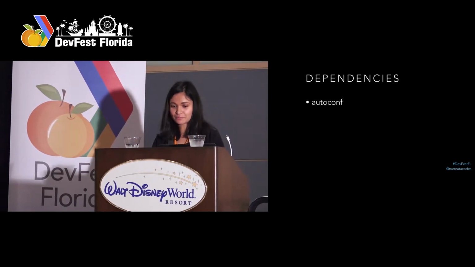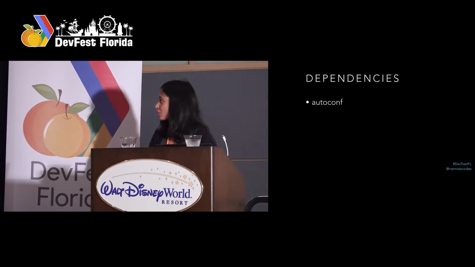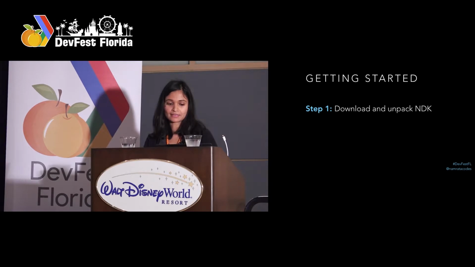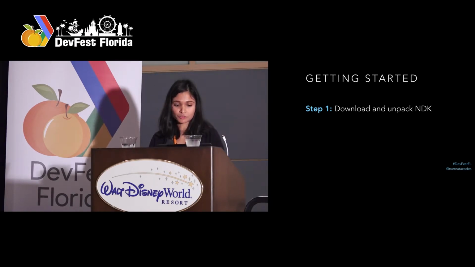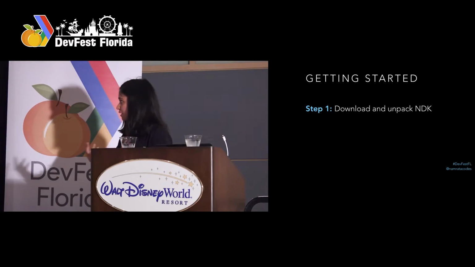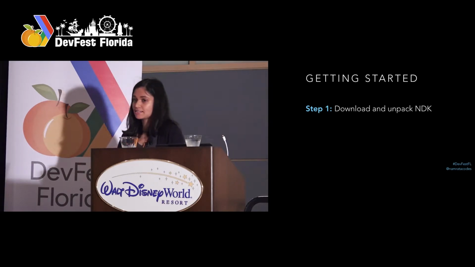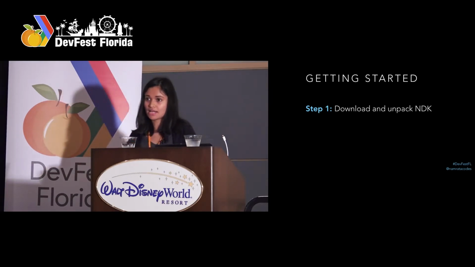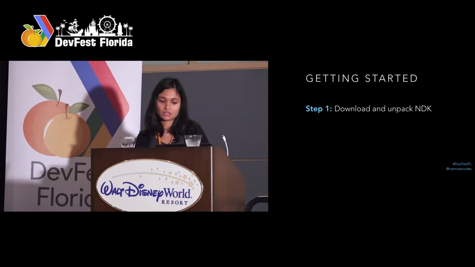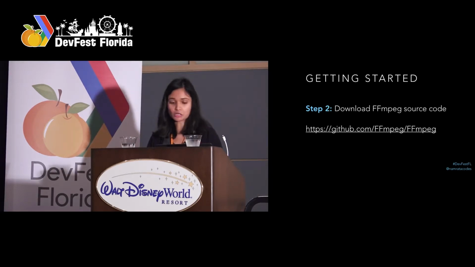And for FFmpeg, I had to install AutoTools packages like AutoConf, which lets you configure your source code packages, AutoMake, which automatically generates make files, and libtool. So the first step for me was to download and unpack the NDK, which is provided by Google. NDK is the native development kit, and it helps you compile C or C++ source files with your Android code, which is in Java or Kotlin.